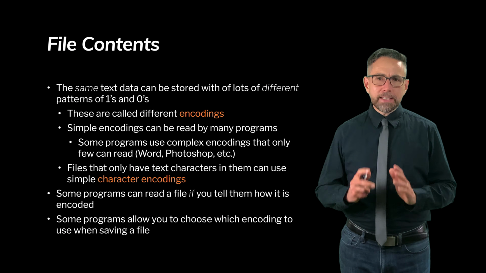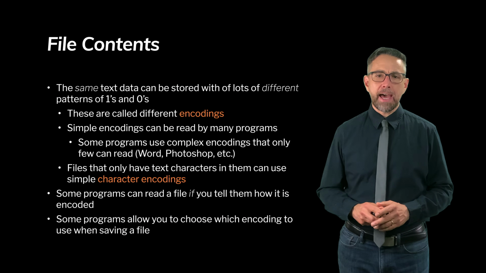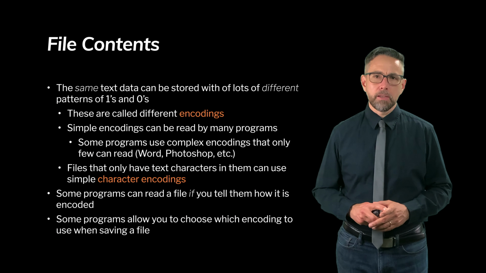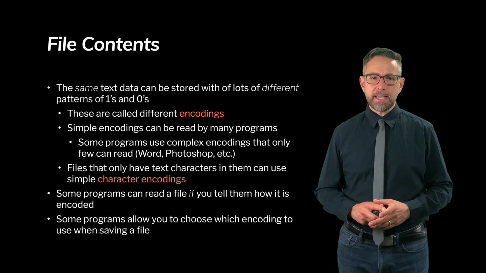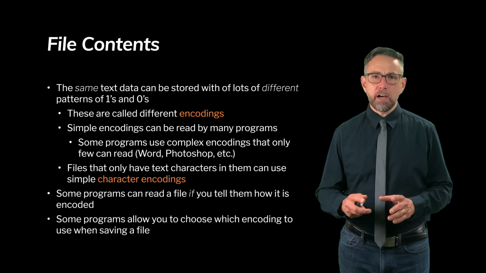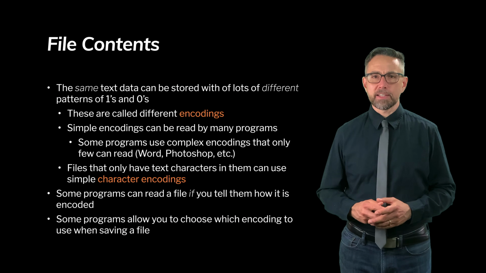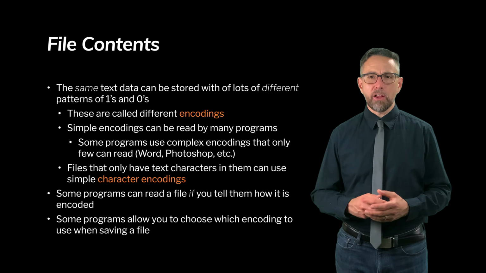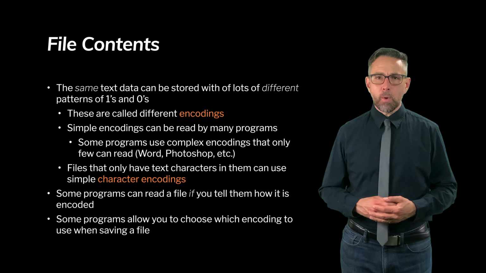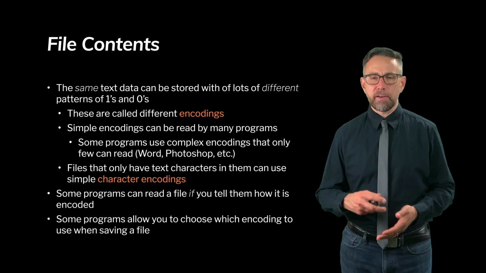Files that only have text characters in them, with no images, hyperlinks, or sounds, can use a simple kind of encoding called a character encoding. Character encodings are designed just to represent text. Some programs can read a file even though it's got a special encoding if you tell them how it's encoded. Microsoft Word is an example of this. If you tell Microsoft Word how a file is encoded, when it can't figure it out automatically, it can read in a lot of different formats. Likewise, some programs can save files in different encodings if you specify it while you're doing that.